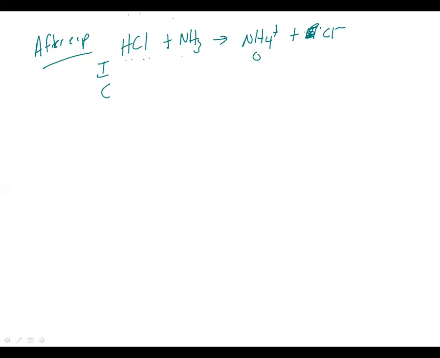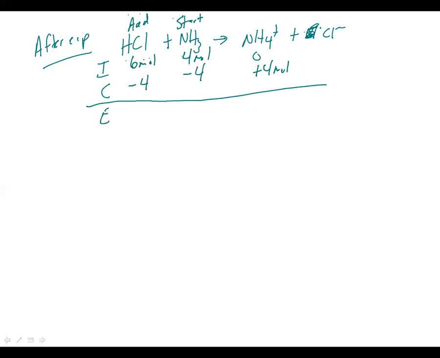And at equilibrium, we would end up with 2 moles of HCl, 0 of the NH3, and 4 moles of NH4 plus, which, like normal, we would want to convert back to molarity using our total volume. And again, when we look at what's left over at this point, we have NH4 plus.